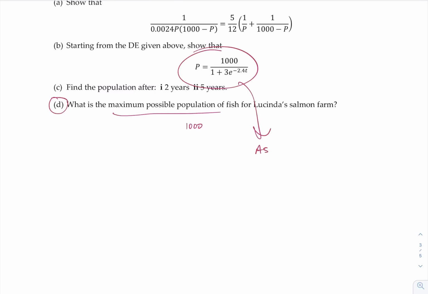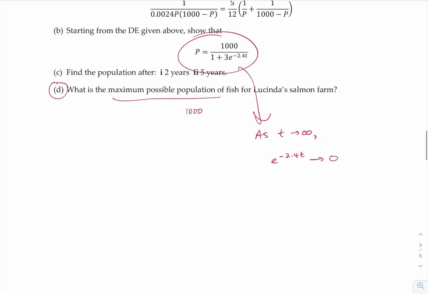So as t approaches infinity, we want to show that p approaches 1,000. I like to work these from the inside out. So, e to the negative 2.4t approaches 0. That's just a property of an exponential with a negative, e to the negative something.